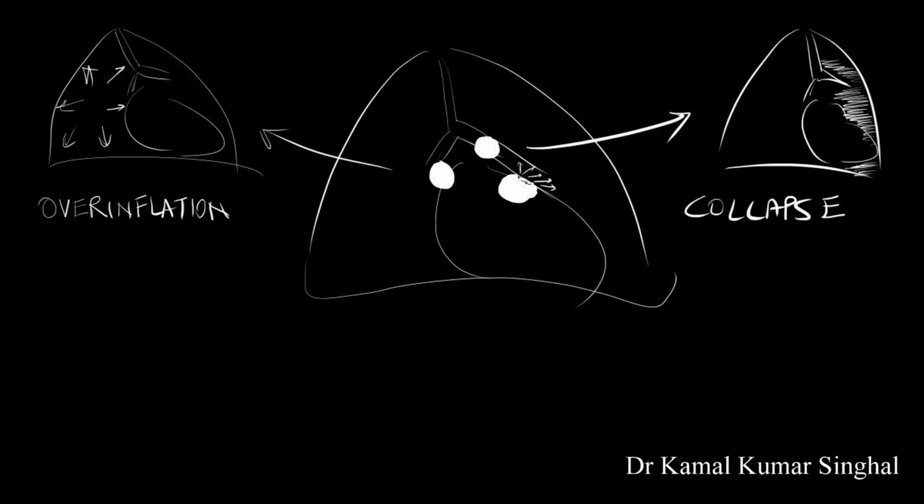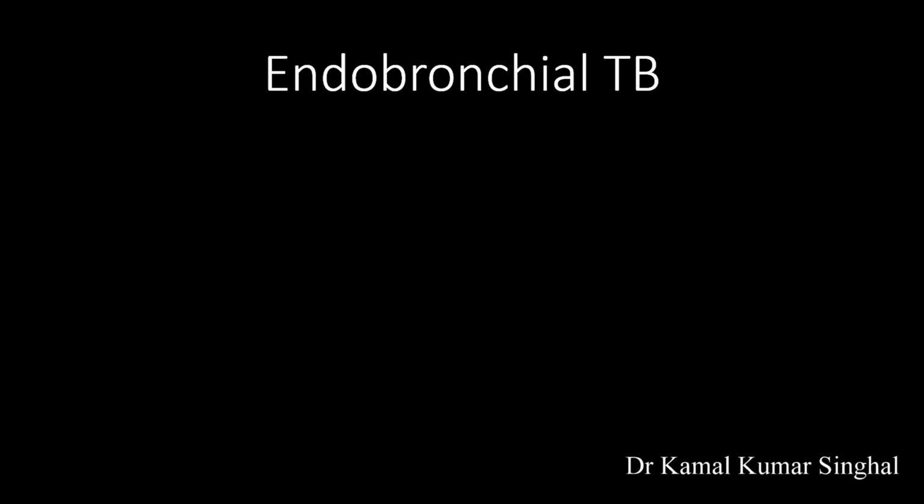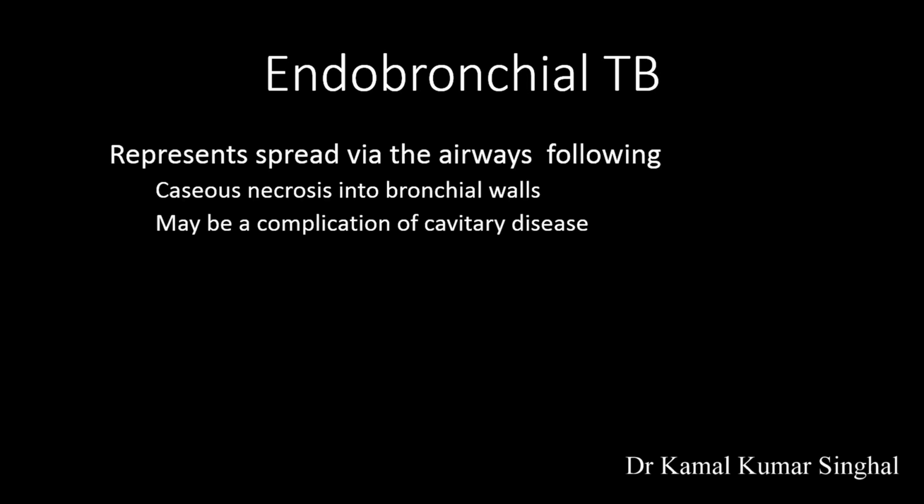pattern into the lung parenchyma. And this will be seen radiologically as areas of consolidation without any mediastinal shift. So this leads to endobronchial spread of the disease, leading to an endobronchial TB.